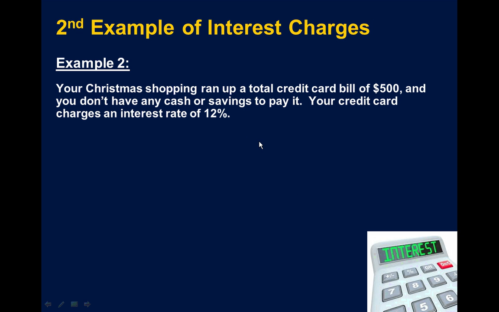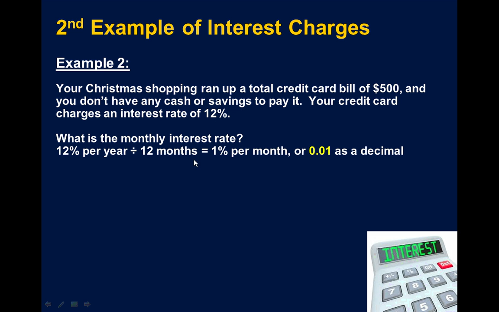Okay, another practice one here. Let's look at Christmas shopping. You had a bill of $500 and don't have any cash to pay for it. The credit card charges you 12%. These rates are always annual unless stated otherwise. So what's the monthly rate? Well, 12% divided by 12 months. I think you can do the math. 1% per month, or 0.01 as a decimal.